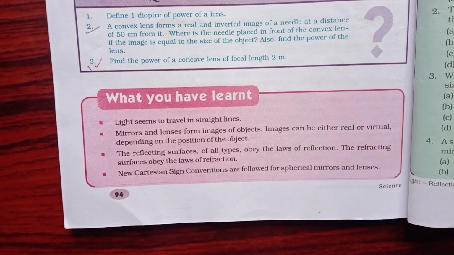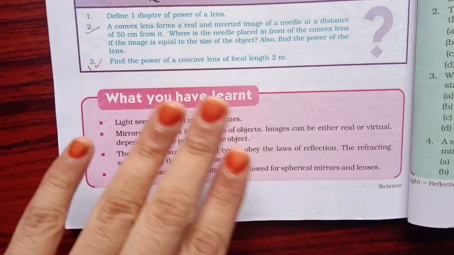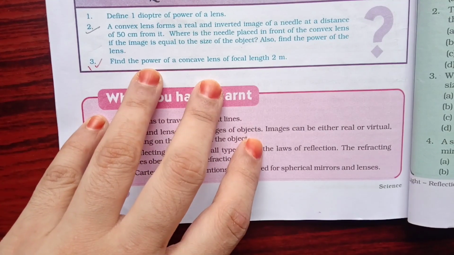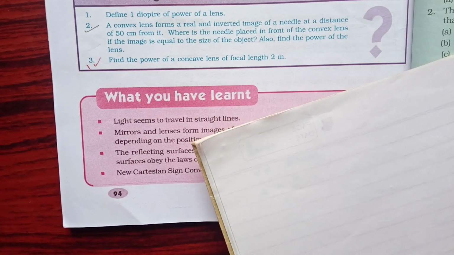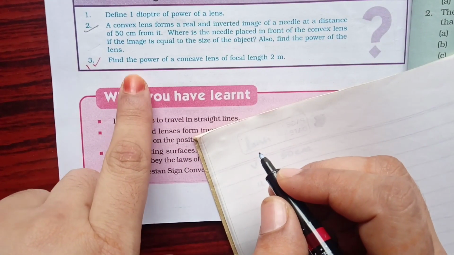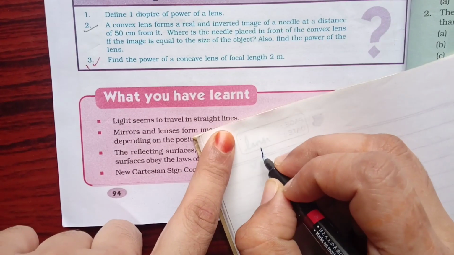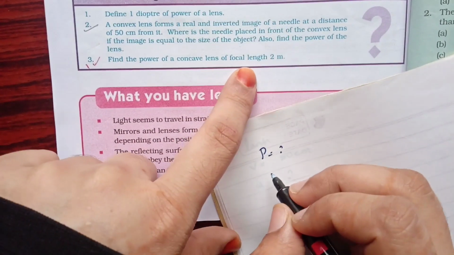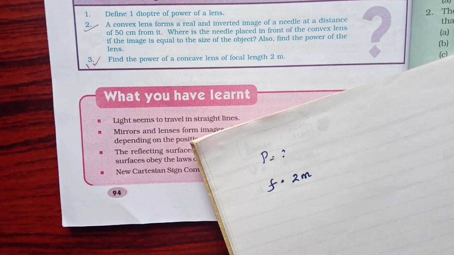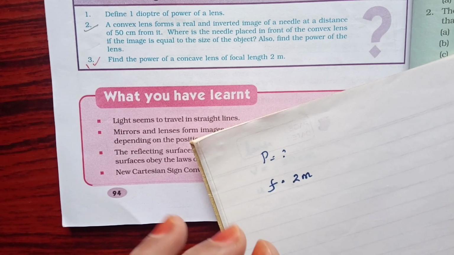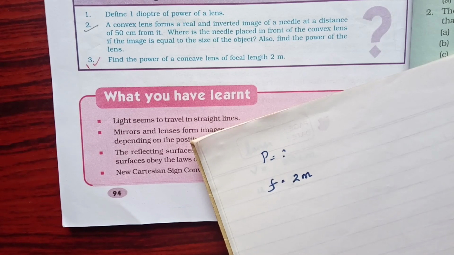We'll start with a simple problem and then go for the further ones. The simple 1 mark problem is finding the power of a convex or concave lens, whichever lens is given to you. I need to find the power of a concave lens whose focal length is given as 2 meter. Whenever you're finding power, a quick reminder: your focal length has to be in meter. If it is in centimeter, please convert it into meter before solving, otherwise it will be wrong.